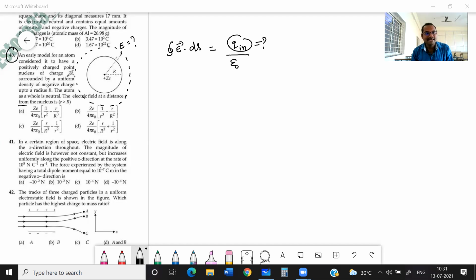Yes. As they have given, the charge on the nucleus is Ze. Are you getting? Charge on nucleus is equal to plus Ze. Okay, students? And if this is the charge on the nucleus, then how much total negative charge will be there? Total negative charge should be equal to minus Ze.